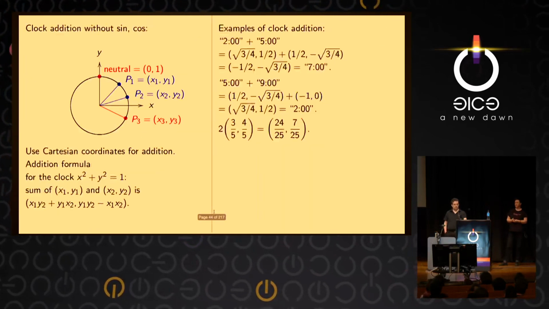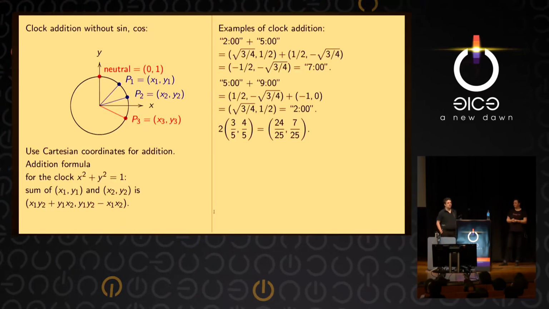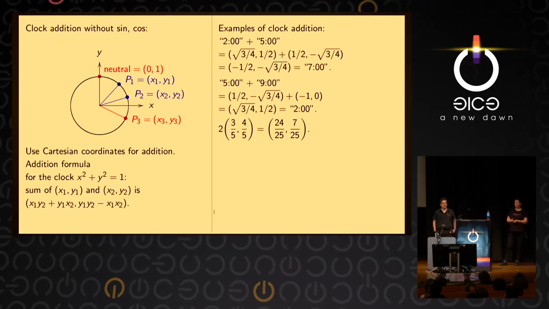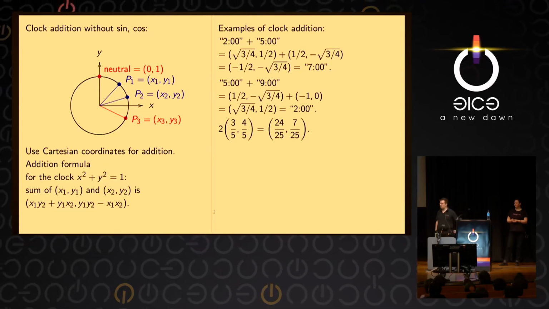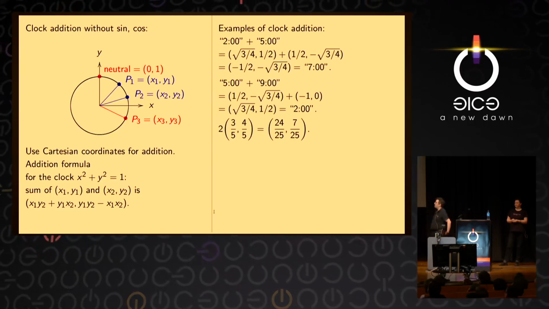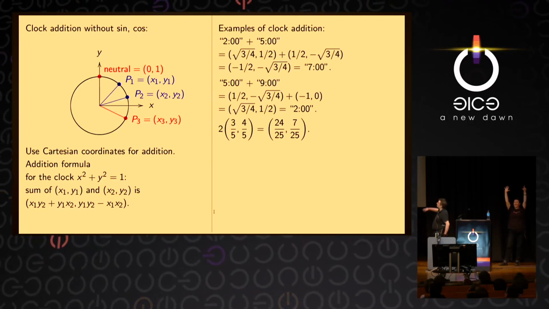Okay, so here are some examples of clock addition. We still don't have the computer helping out here, so this is going to be some more painful arithmetic. 2 o'clock plus 5 o'clock, we all remember this is going to be on the test. 2 o'clock was this square root of 3/4, 1/2 that she was talking about at the beginning, and 5 o'clock was 1/2 and minus square root of 3/4.